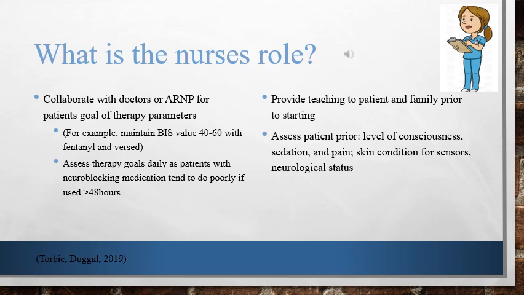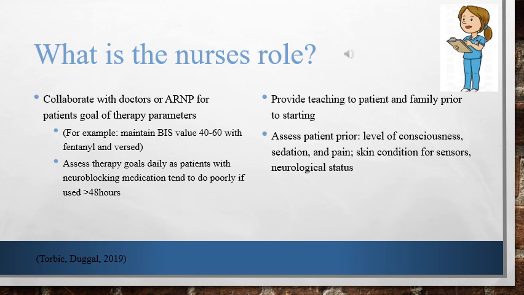So you also want to assess the therapy goals daily for your patients, because if you end up having a patient on a neural blockade for greater than 48 hours, it actually can be an indicator that they're going to do poorly. So we want to try and get them off before a 48-hour time frame. You want to provide teaching to the patient and the family prior to starting. There's going to be some anxiety with the family when they see their loved one that may have been moving before to not moving at all. So we want to make sure we keep them informed on what's going on.